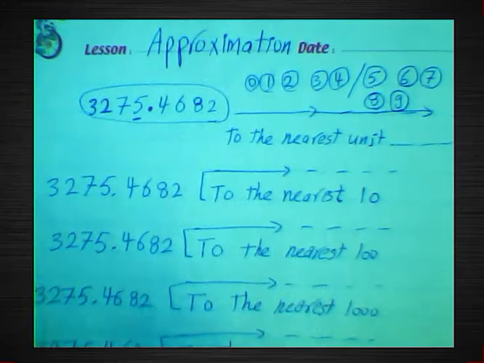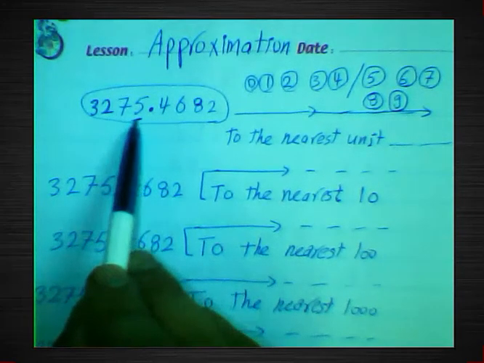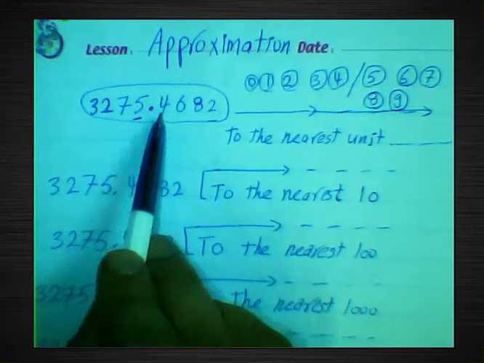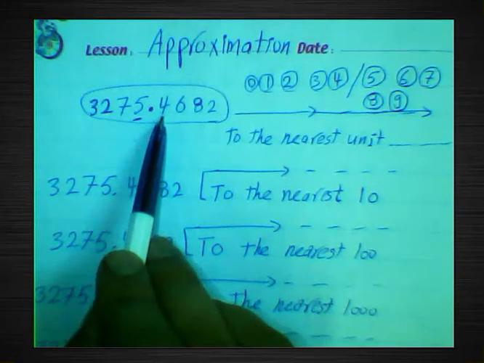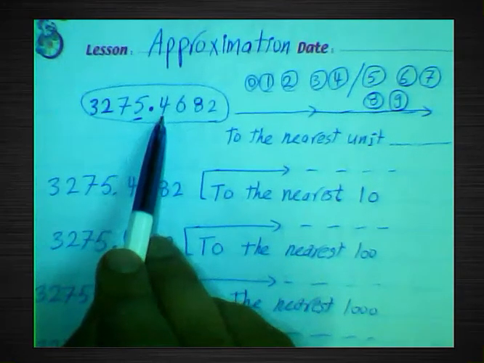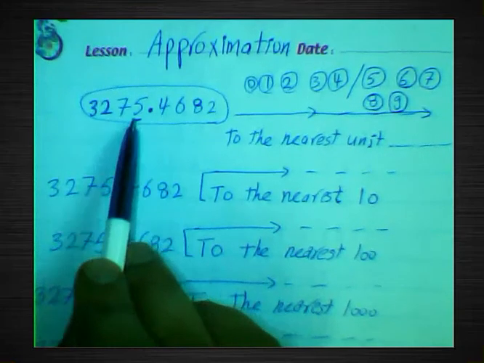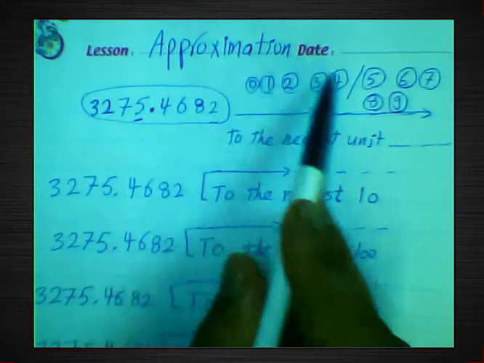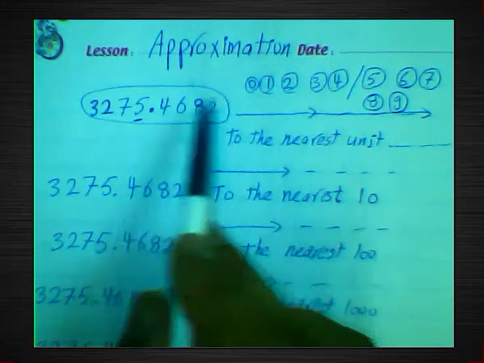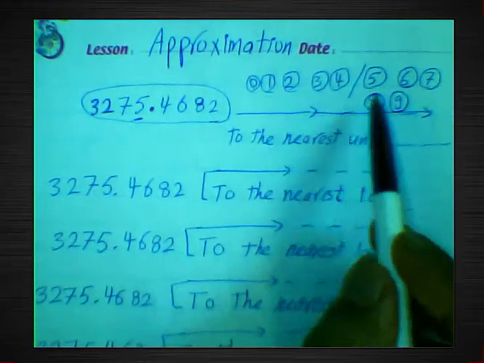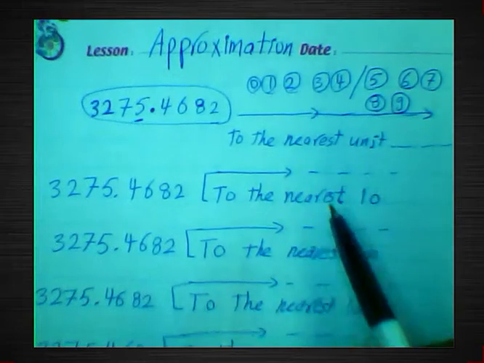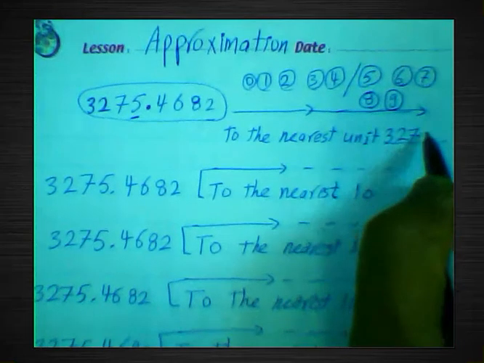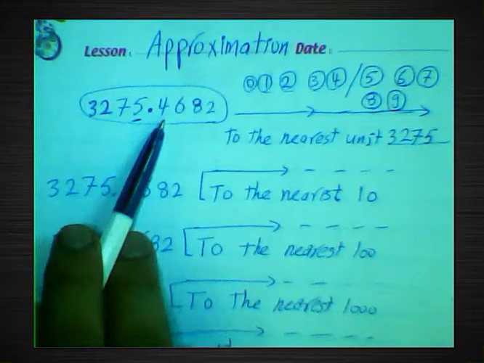First, you will look at this digit 5 in the unit, and we will look at the right hand side, this number 4, less than 5. So it can't give 1, because 0, 1, 2, 3, 4 are poor numbers. This number is less than 5, so it can't give 1 to 5. But if this number is 5, or 6, 7, 8, 9, it will give it 1. So we will write 3275 here, because 4 is less than 5.